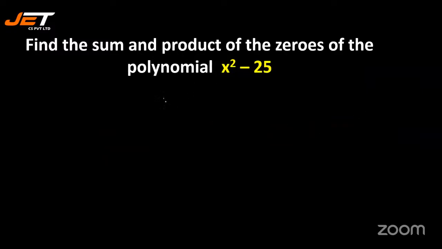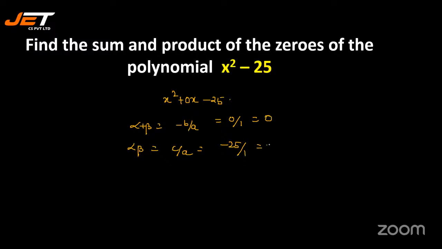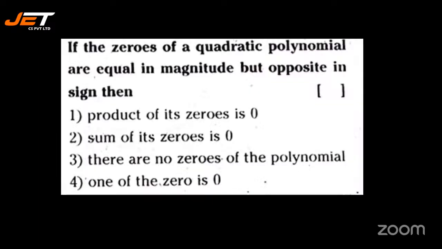Find the sum and the product. We have x square plus 0x minus 25. So what is alpha plus beta? It is minus b by a, which is 0 by 1, which is 0. What is alpha beta? It is c by a, which is minus 25 by 1, which is minus 25. So it is 0, comma, minus 25. Okay, right. See the next question.